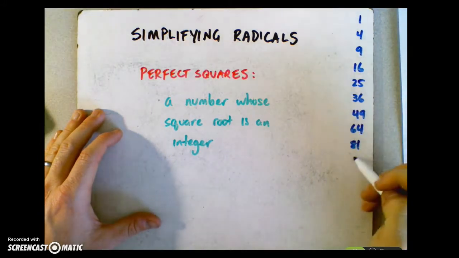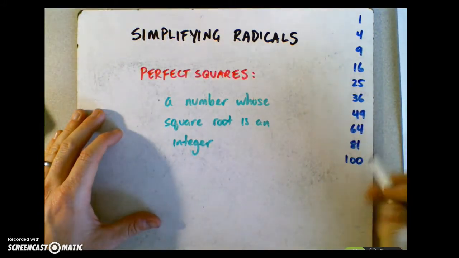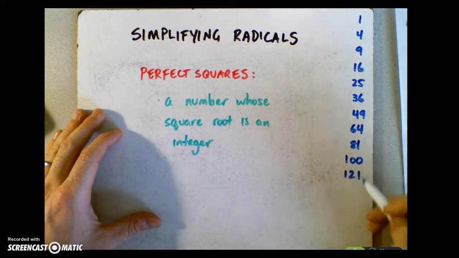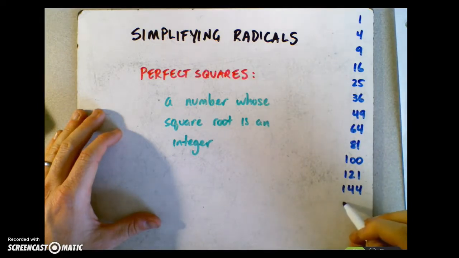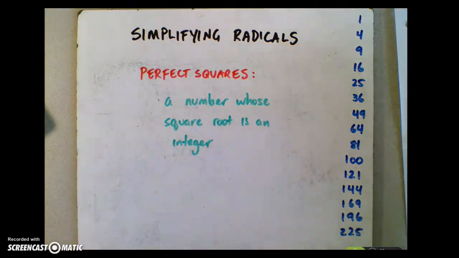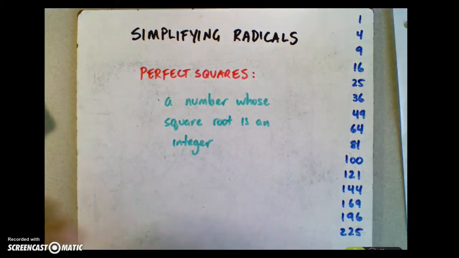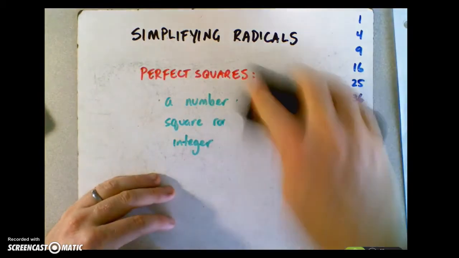I think you should be able to go up through 15 times 15. I think that's a fair place to go. 13 times 13 is 169, 14 times 14 is 196, and 15 times 15 is 225. So here's my list of perfect square numbers, and I'm going to refer back to this list quite often during this lesson. Okay, so let's talk about the actual act of simplifying.